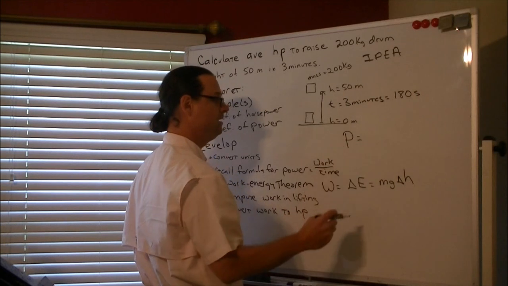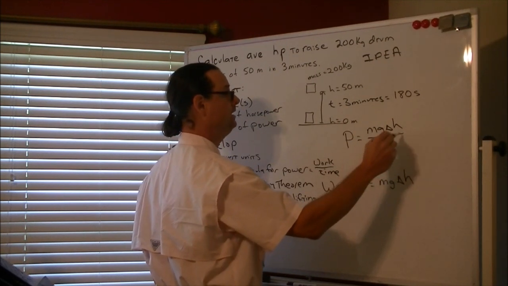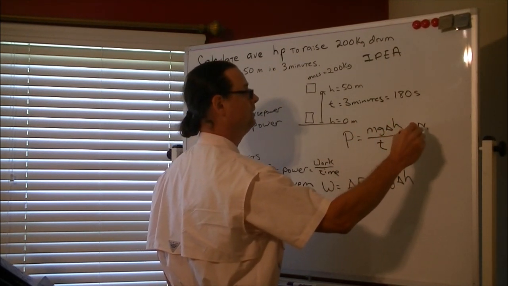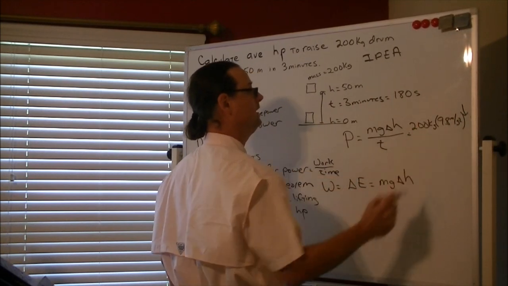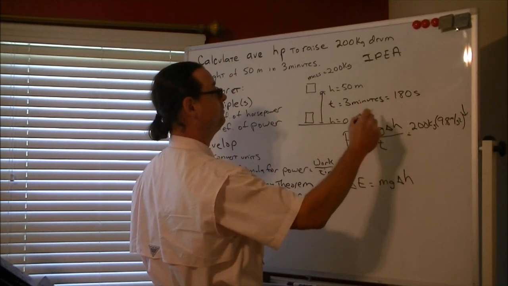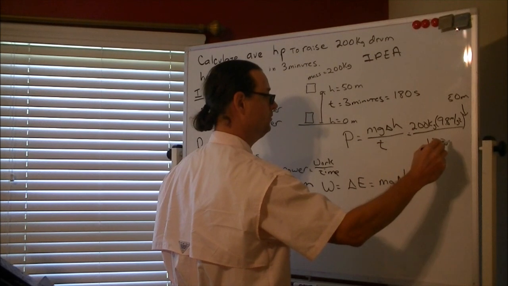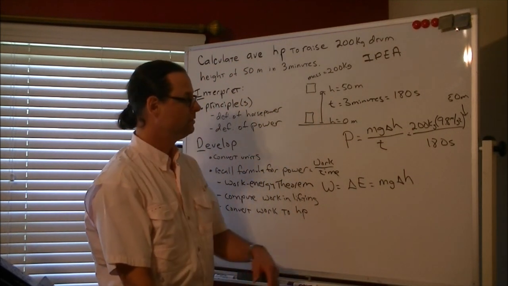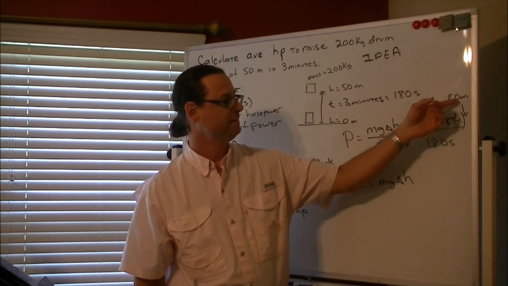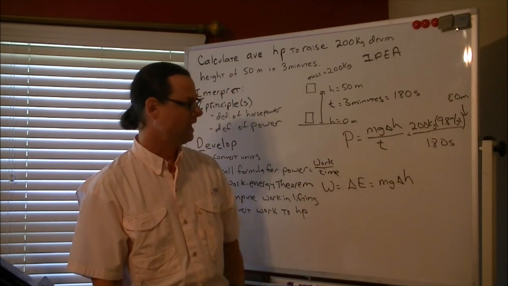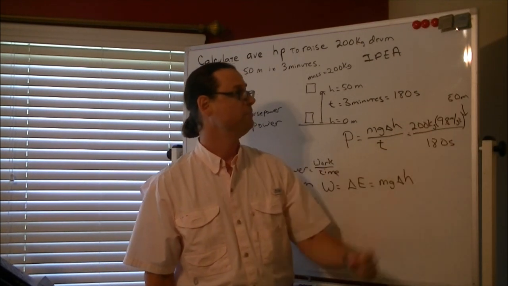Let's give it the uppercase P. The power is going to be mg delta H over the time interval T. So the mass is 200 kilograms times 9.8 meters per second squared, and the delta H is 50 meters, and then the time is 180 seconds. Let's think a little bit about our units before we plug in the numbers. It's a simple matter to multiply 200 times 9.8 times 50 and then divide by 180. That's just going to give the number, and the units are going to be kilogram meter squared per second squared.